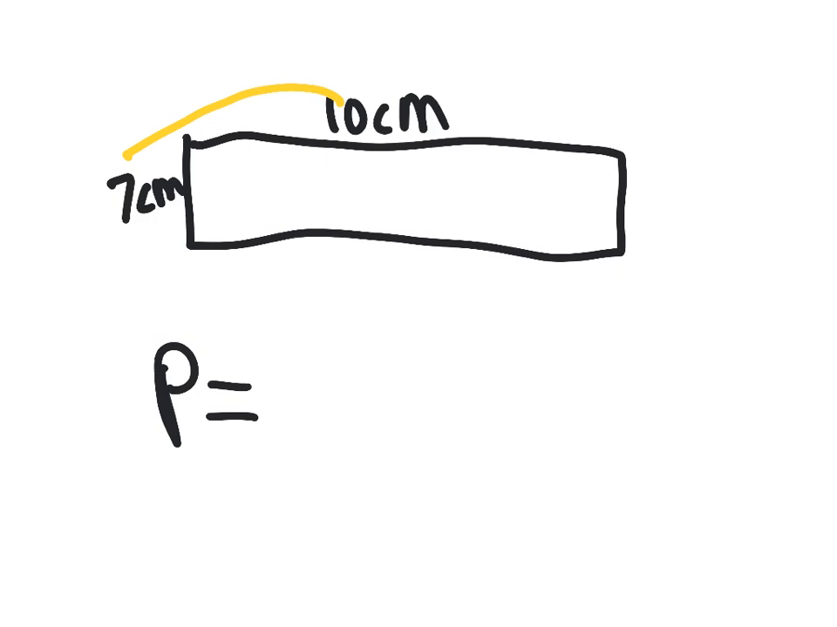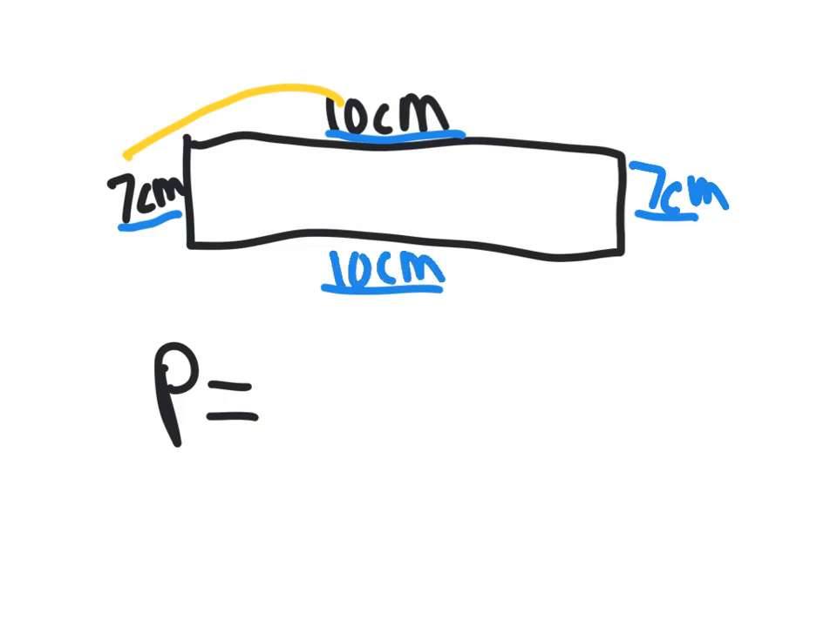Here's my problem though. I know this side is 7, this side is 10. I have to figure out what this side is and what this side is. Well, if I have 7 centimeters right here, I'm going to have 7 centimeters right here. If I have 10 centimeters here, it's going to be 10 centimeters there. So let's fill that in. 7 centimeters and 10 centimeters.